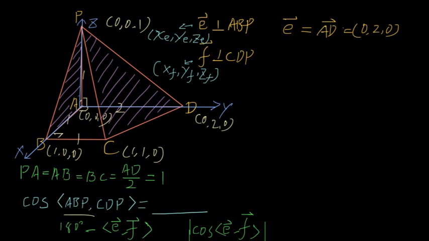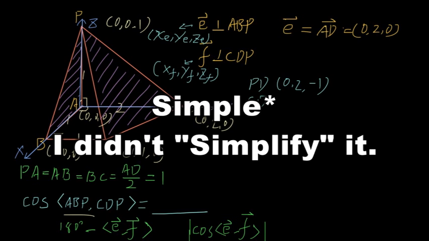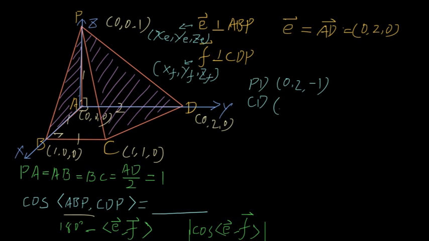But for F, we need to consider if F is perpendicular to CD and DP at the same time. Of course, you can choose PC and CD or PC and PD, but I just think CD and DP have rather simplified vector coordinates. So let's write down the vector coordinates of PD and the vector coordinates of CD. The vector coordinates of PD can be expressed as 0, 2, -1, so I'm using D to subtract P. And CD is 1, -1, 0.